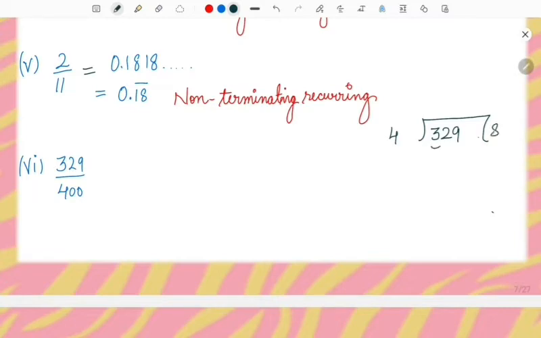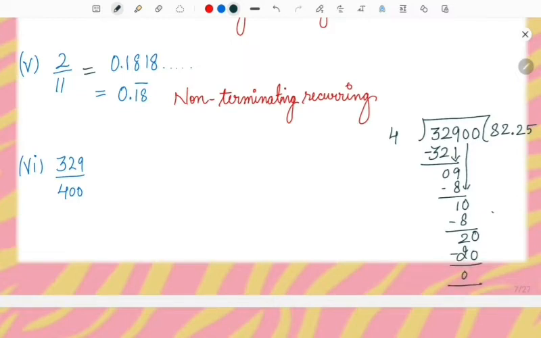4 8s is 32. The remainder would be 0. Then we'll bring down 9. 4 2s is 8. Remainder would be 1. Let's put a decimal then. When I bring 0 down, this becomes 10. 4 2s again is 8. The remainder would be 2. Add another 0. We are going to get 20. 4 5s is 20. The remainder would come out to be 0. Okay. What do I get?